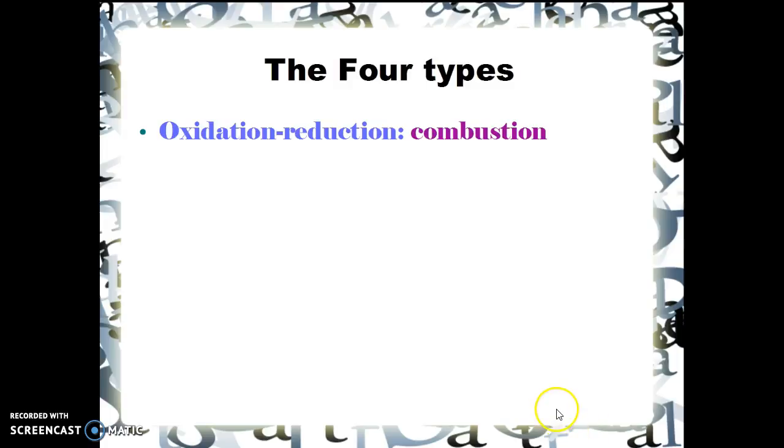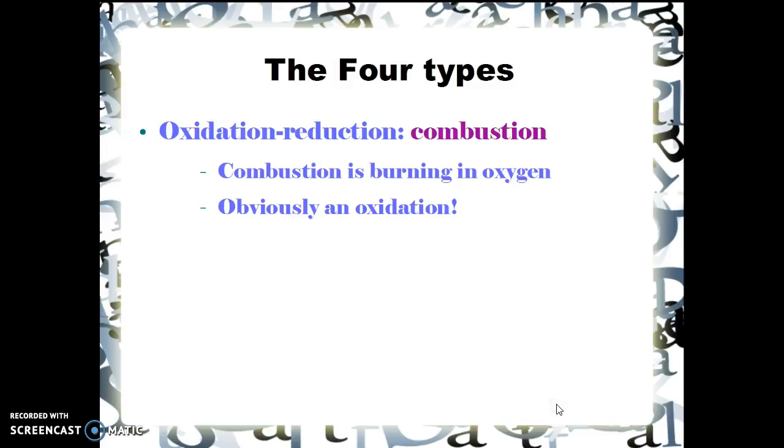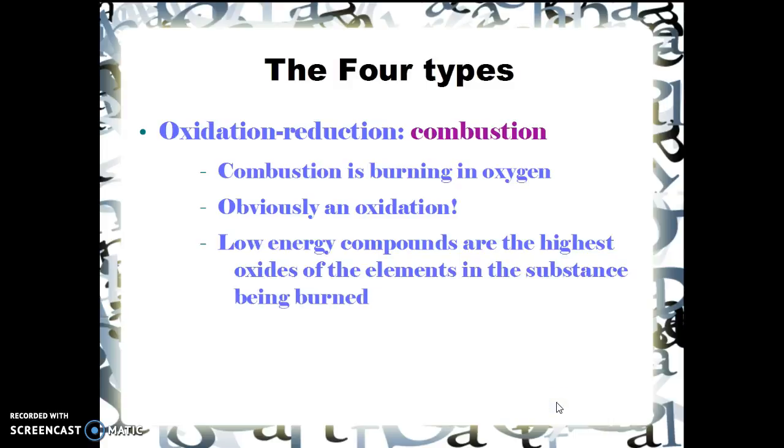Combustions are also oxidation reductions. Combustion is burning in oxygen. It's obviously an oxidation because the original meaning of oxidation is burning in oxygen. Low energy compounds that are produced in combustions are the highest oxides of the elements in the substance that's being burned. In a complete combustion, for instance, carbon dioxide is produced. Carbon would be a +4 in carbon dioxide.